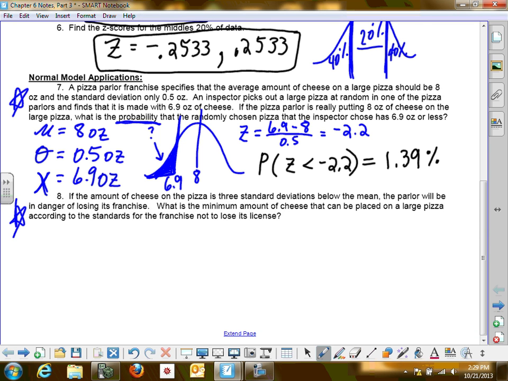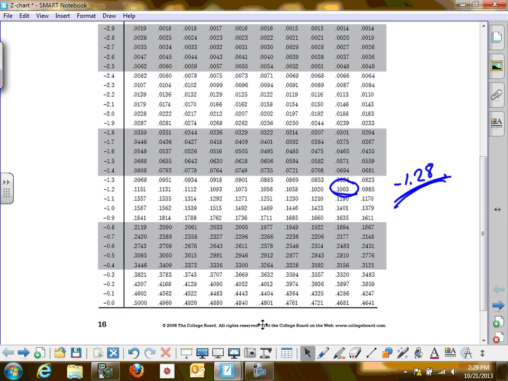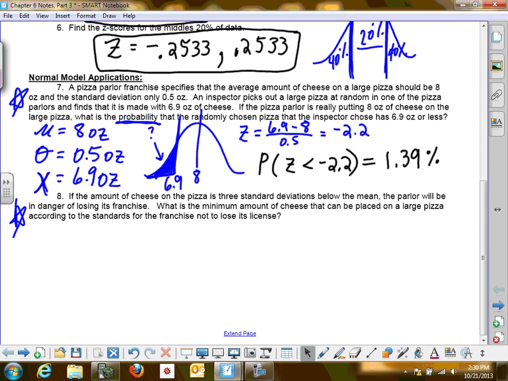Now, just FYI, you could have found this on the z-chart here really easily. Look, there it is. Negative 2.2, 1.39%. Okay? So I do not care if you use your z-chart or if you're using your calculator. Either way, you're going to come up with your answers easily. Okay, so let's go back to this.